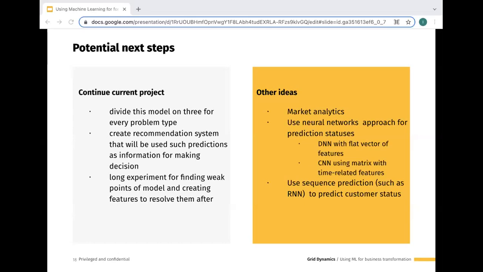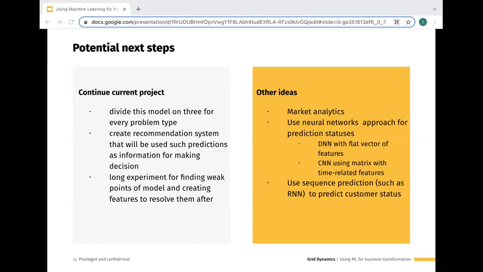Another idea that we had during this project is to use a neural network approach for predicting statuses. It can be a deep neural network with flat vectors of features and different architectures, and maybe it can catch some correlations that our model doesn't. Or CNN architectures that can use features and matrices where a row will be an embedding for some week, and every row will be time related.